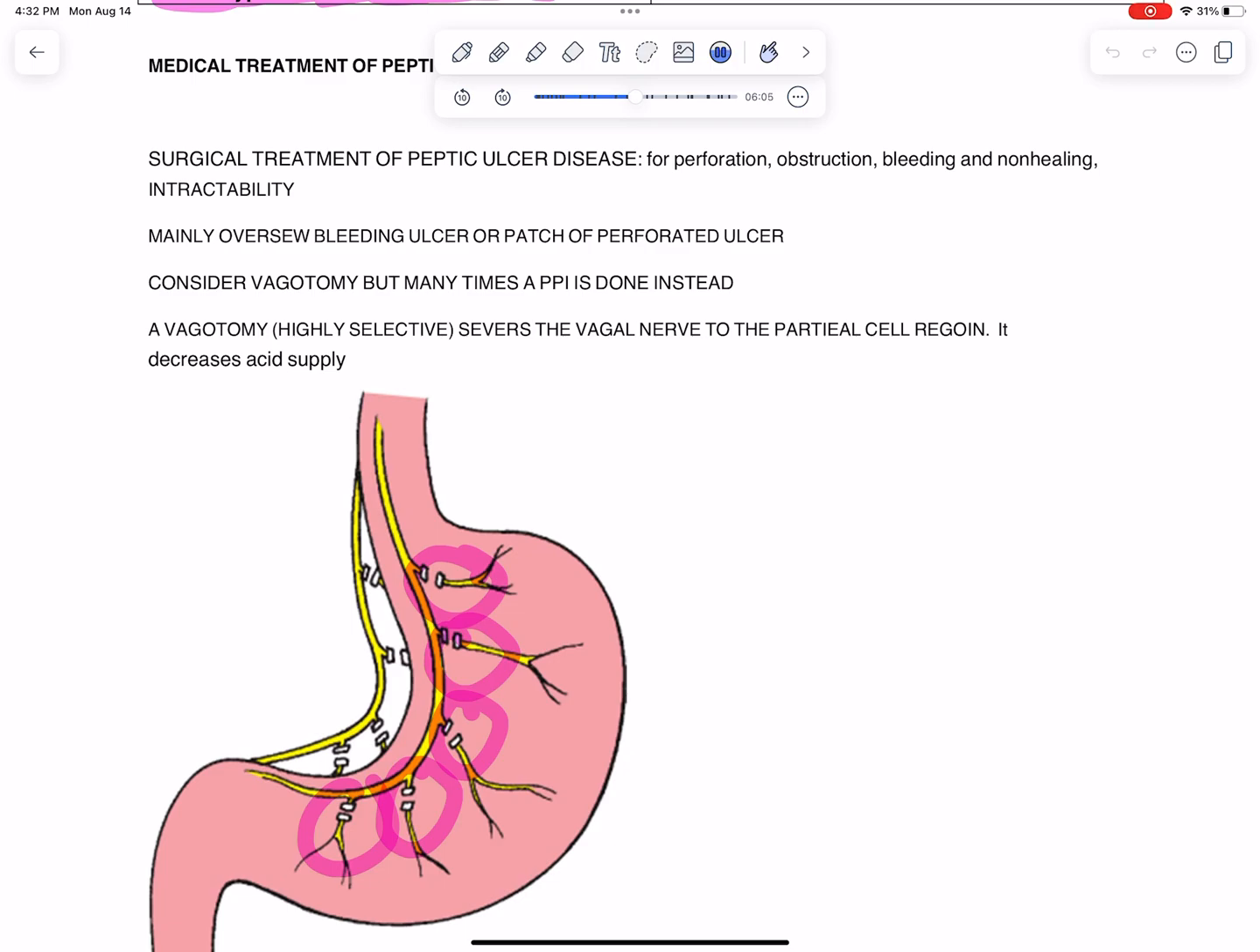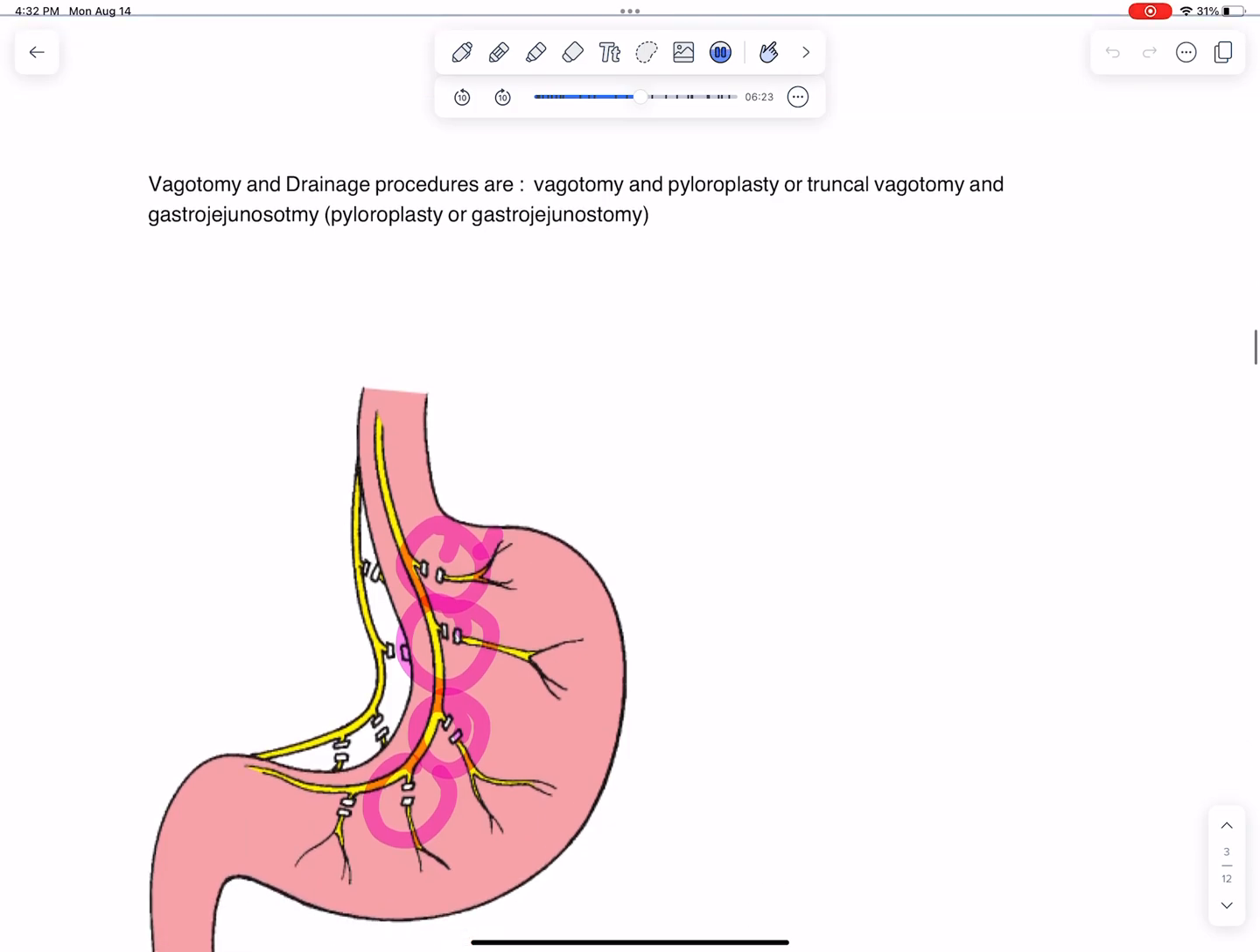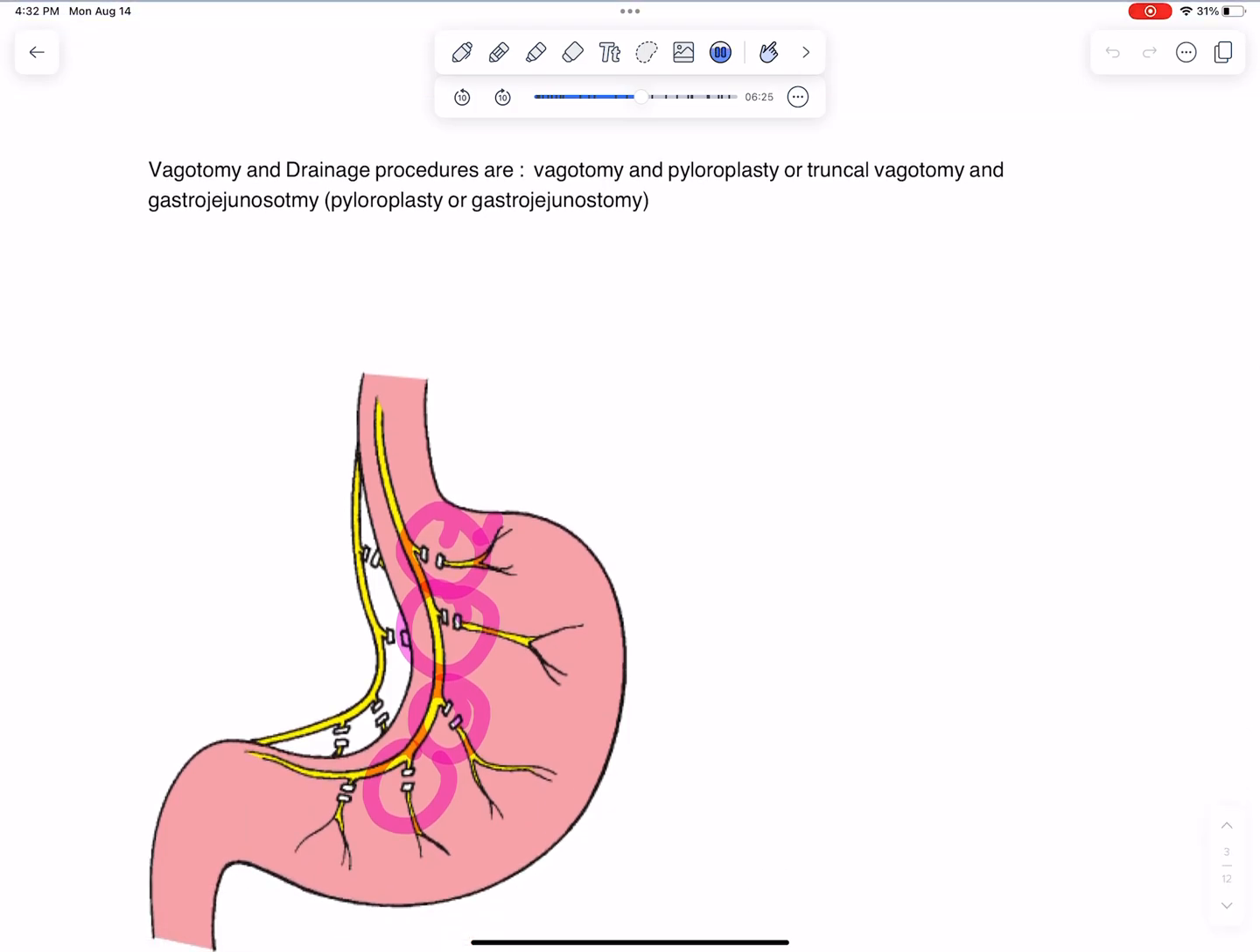Sometimes a PPI is just given instead. There are other procedures called vagotomy and drainage procedures. Generally, you need a drainage procedure to allow the contents to empty. And by this we mean vagotomy and pyloroplasty, which I'll show you in a minute, or truncal vagotomy and gastrojejunostomy.